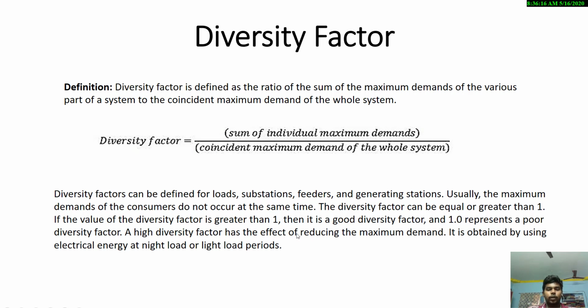A high diversity factor has the effect of reducing the maximum demand. If the diversity factor is high, it will reduce the maximum demand, and then it will improve the load factor. Therefore it is also one of the improvement methods for load factor: by improving the diversity factor we can improve the load factor. Both are directly proportional. It is obtained by using electrical energy at night load or light load periods.